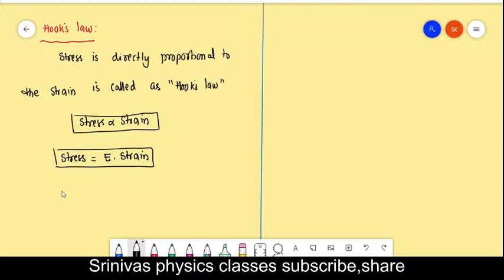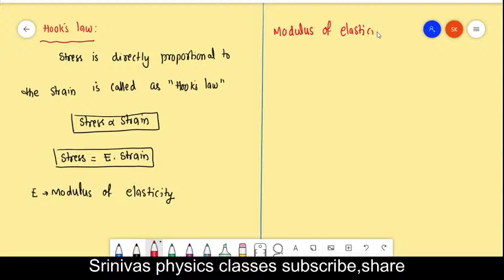Stress and strain are proportional to each other. When the proportionality is removed, we get a constant. That constant is called the modulus of elasticity. Modulus of elasticity. Okay, right. Now we will go for the modulus of elasticity. What is the modulus of elasticity and on what factors does it depend?